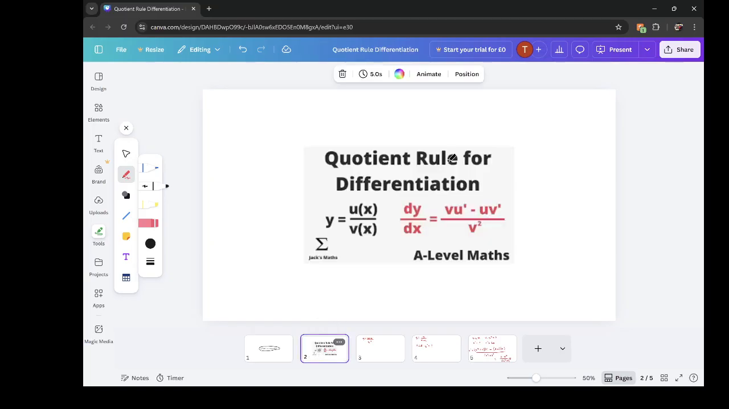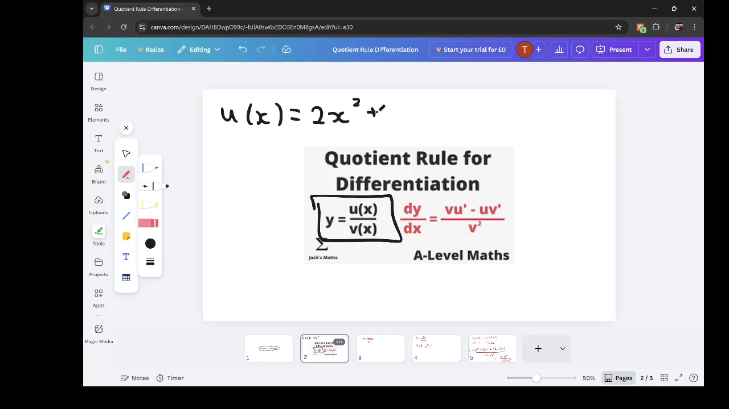So the quotient rule differentiation, what does that mean? When you have a function which is y = u(x) over v(x), u(x) could be anything. This includes a variable, preferably, but in most cases it includes a variable. So it can be something like 2x squared plus 3x plus 4. That can be u(x), and v(x) could be something as simple as x cubed. This is a type of question that you might come across.